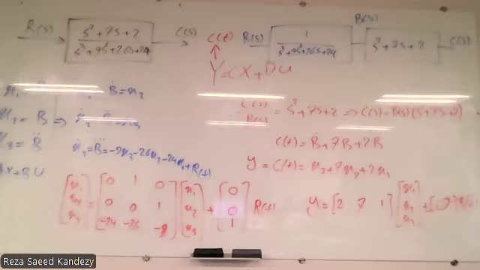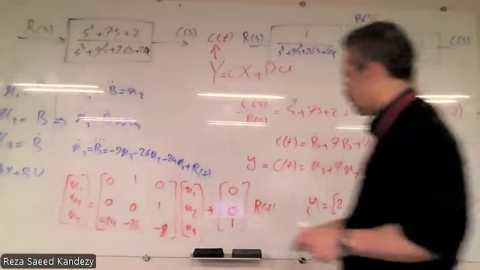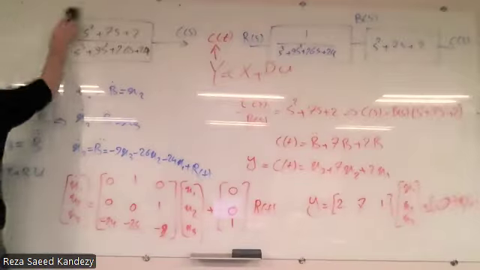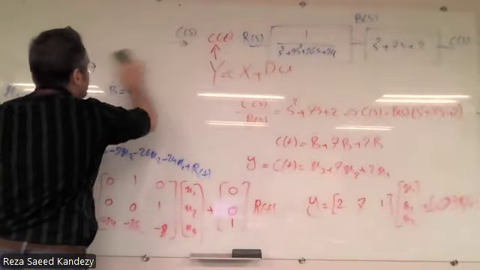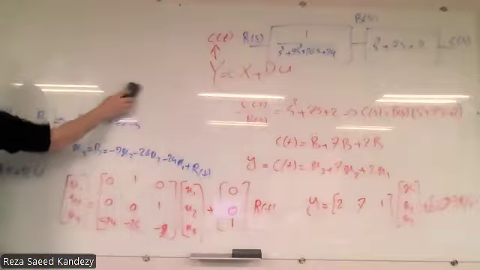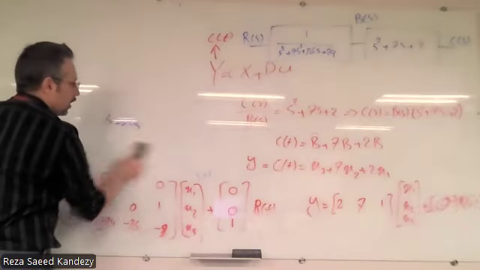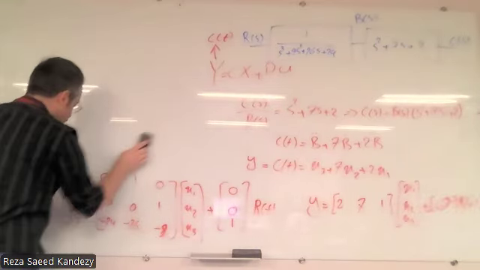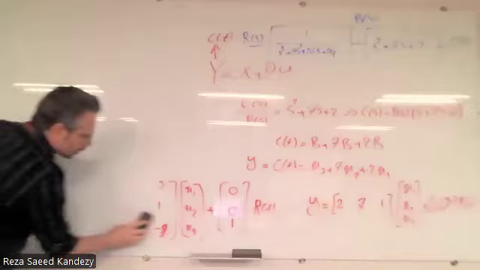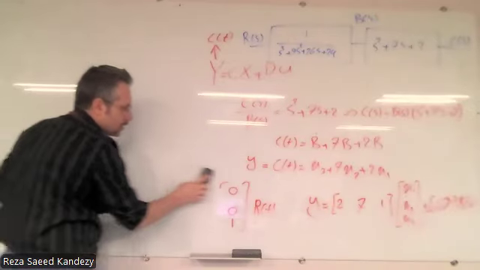Is that clear? Are we good? I want to erase that so I can move on to the next concept. So if you're okay, I am going to move on. Is that okay? So let's talk about, so far we only talked about how we can develop the state space from a transfer function. Now we want to go the other way around. We want to have the transfer function from the state space.